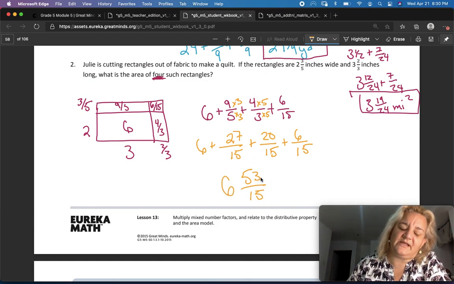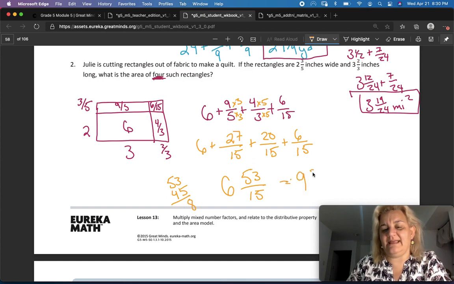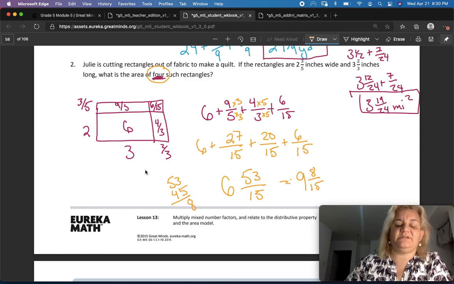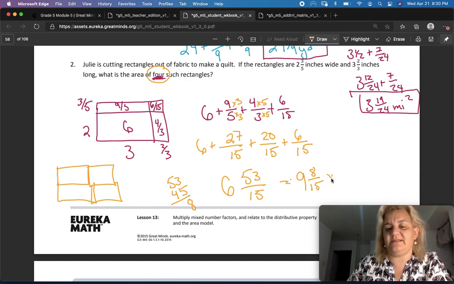15 will go into 53 3 times. Okay, so that would be 45, right? 15 times 3 is 45. So 53 minus 45 is 8. Okay, so I've got 9 and 8/15, and that's just one of these rectangles, but we want to create 4, okay? So picture one rectangle, another rectangle, another rectangle, another rectangle, and that's how she's going to build her quilt, okay? So we're going to multiply this by 4.